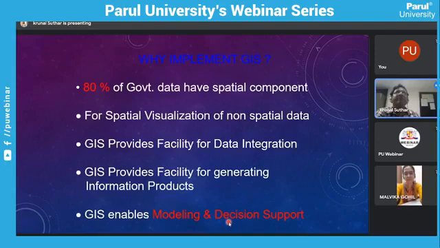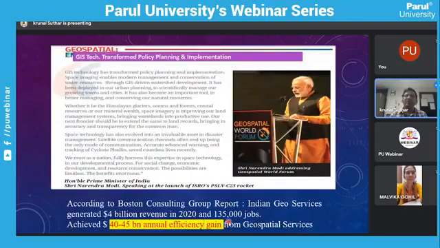Modeling means it provides some output which helps to find the gaps and problems. Suppose one hotel is not occupied regularly, what is the feedback given by the customers, so you can improve on the respective area. You can put in some more filters for better facilities. So GIS helps us with modeling and support. So GIS technology is very helpful.